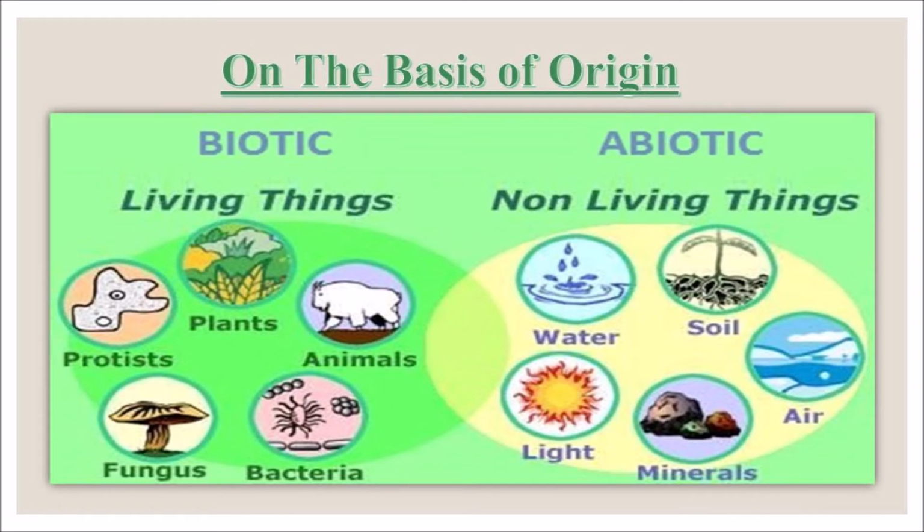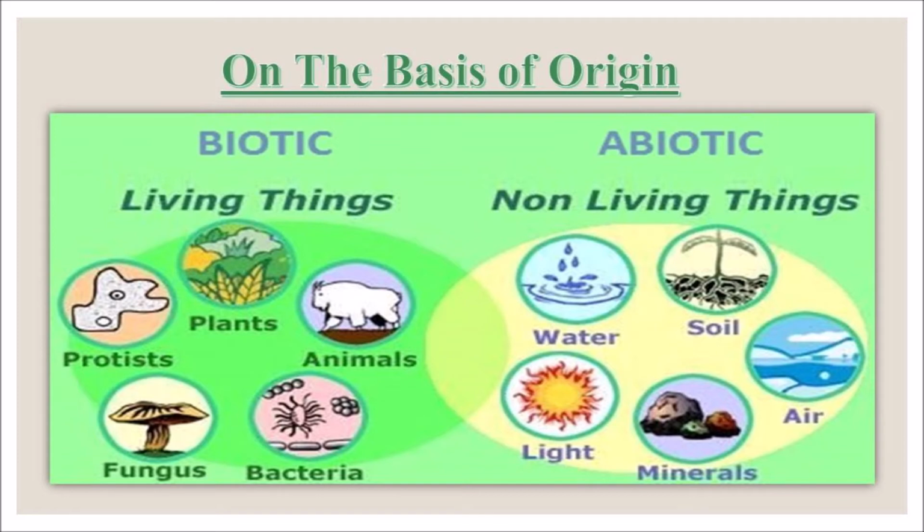Now let us get into the detailed description. Coming to the first one, on the basis of origin. It is broadly classified into 2 categories, and they are biotic and abiotic resources. Children, here you can see the diagrammatic representation for biotic and abiotic resources. Biotic means living things, abiotic means non-living things.